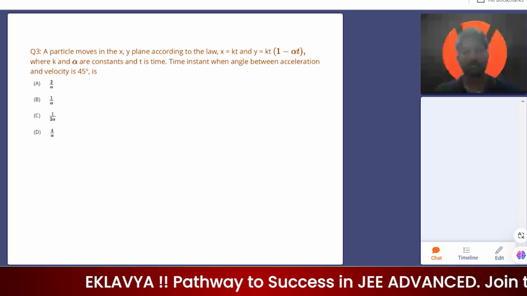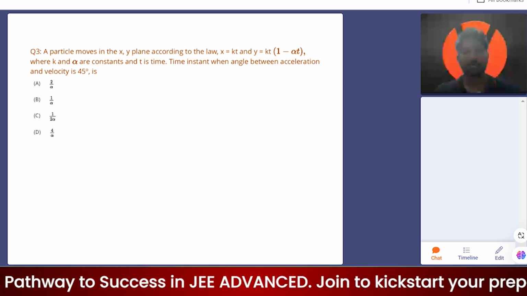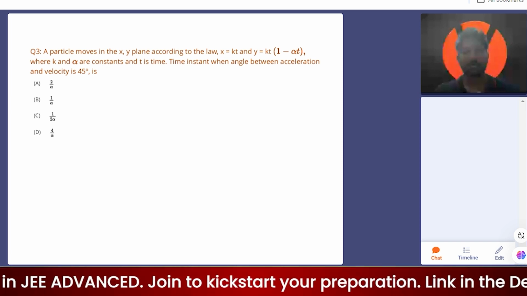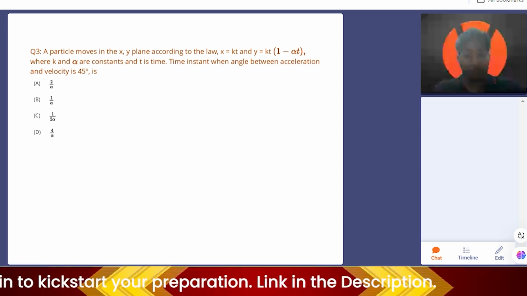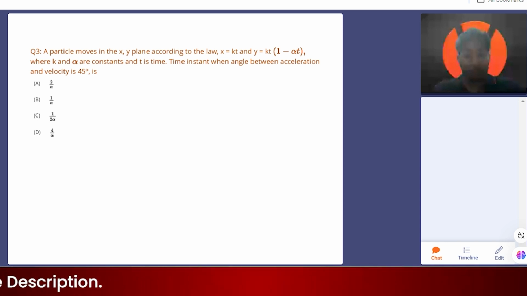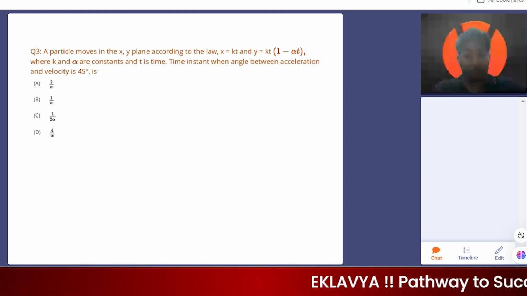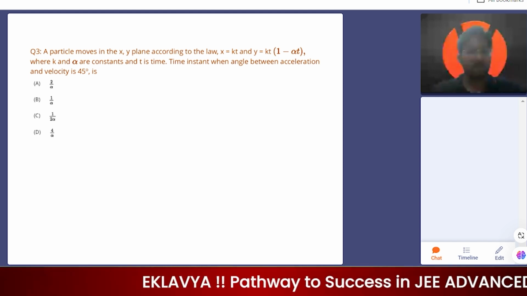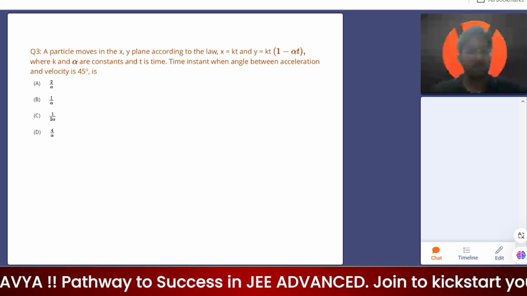A particle moves in the xy plane according to the equation, position vectors are given. X is equal to kt and y is equal to kt into 1 minus alpha t, where k and alpha are constants and t is the time. Find the time instant when the angle between acceleration and velocity is 45 degrees. First, we will calculate the velocity and acceleration vectors.